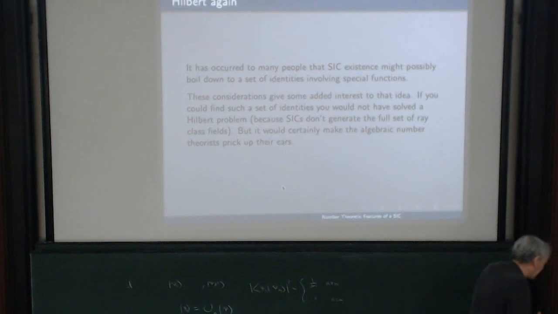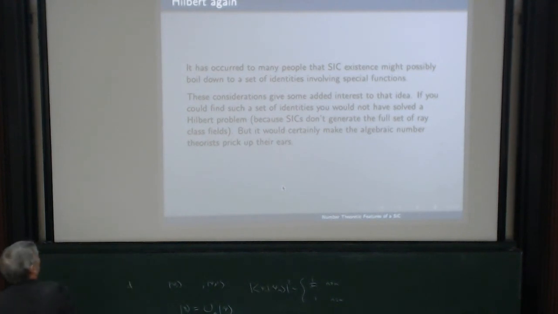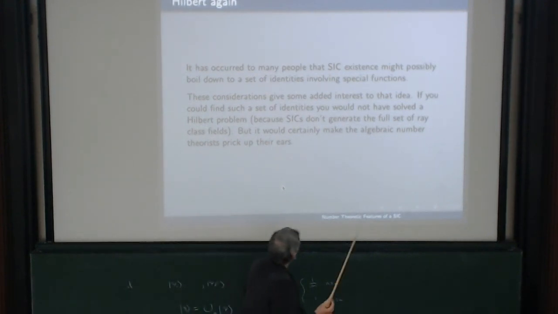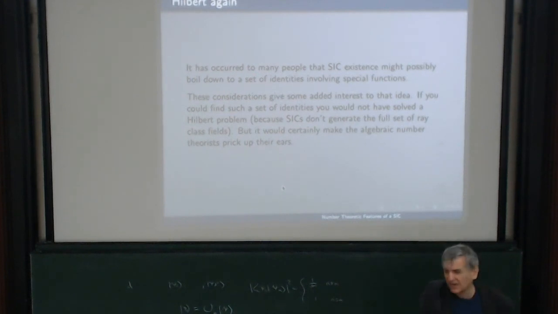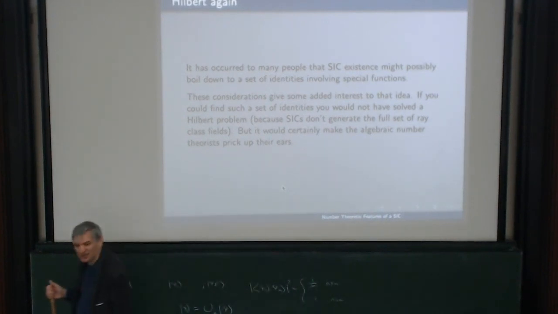Okay. So finally, coming back to Hilbert's 12th problem, it certainly occurred to me, and I imagine it must have occurred to any number theorist, that you could just find the right numbers and use some function identities and get the right answer. And these considerations give some added interest to that idea, because if you could express the SICs in terms of elliptic functions or theta functions or something along those lines, you wouldn't actually have solved the problem, because the SICs aren't giving you the full set of Ray class fields. But I'm right in saying the algebraic number theorists at that point get very interested in these.